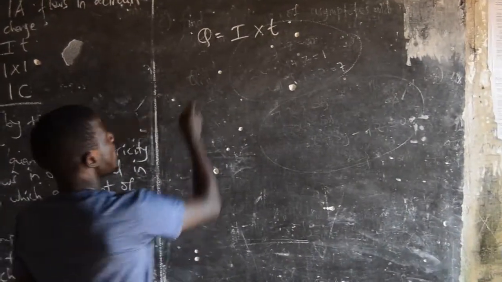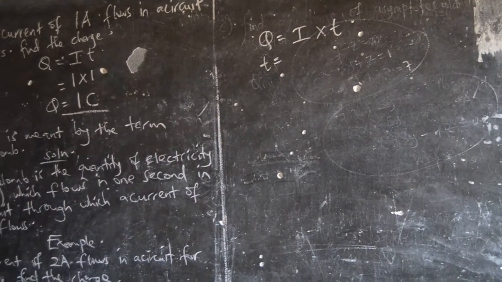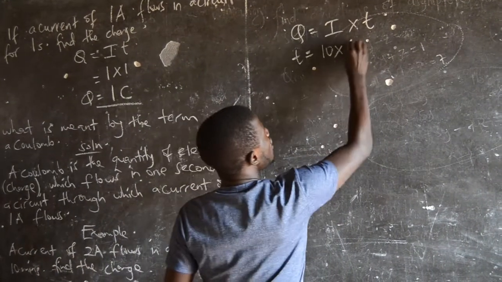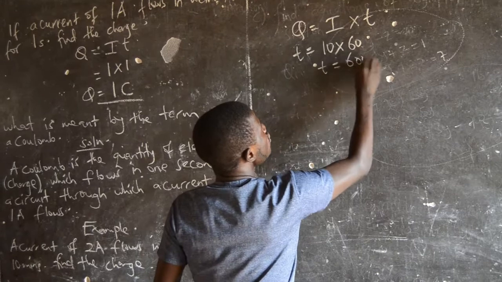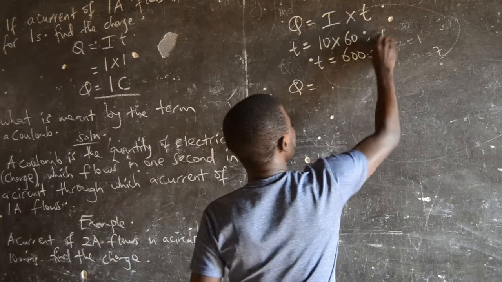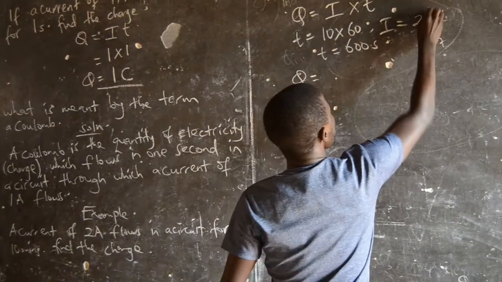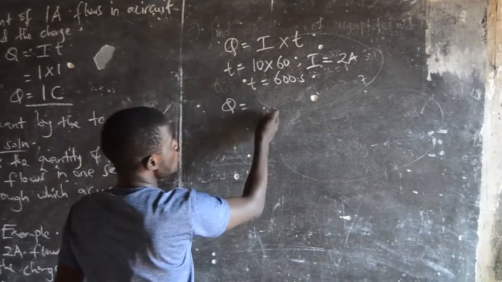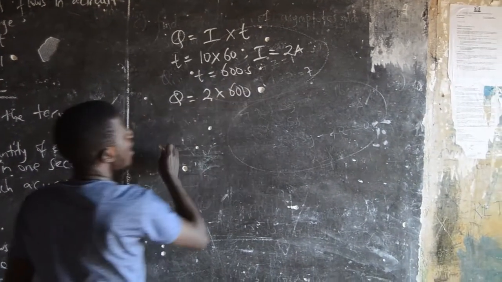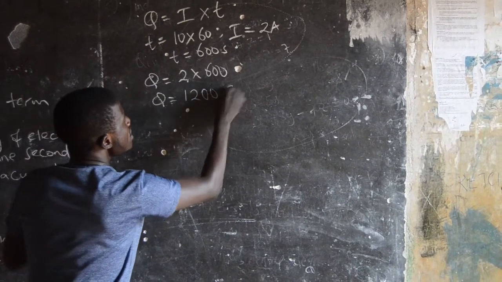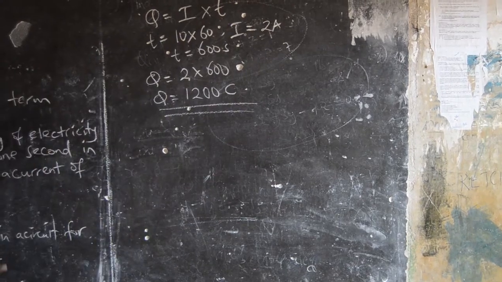Are we together? But now look at your time. Your time is in minutes. You have to convert to seconds. So 10 minutes, in each minute there are 60 seconds. Therefore, your time becomes 600 seconds. Therefore, the charge becomes current. What is our current? Remember, our current is 2 amperes. Current is 2 times the time is 600. Therefore, the charge becomes 1,200 coulombs. And we have seen what a coulomb is.